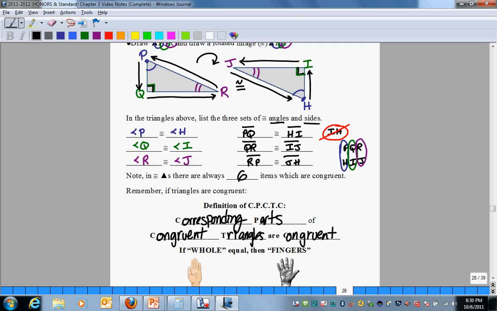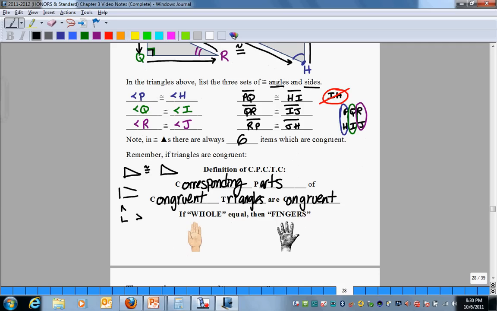That means if you have 2 triangles which are congruent, then you're going to have 3 pairs of sides which are equal, and 3 pairs of angles which are equal. A total of 6 pairs of items equal. Another way of looking at this is to say if the whole is equal, then the parts are equal.